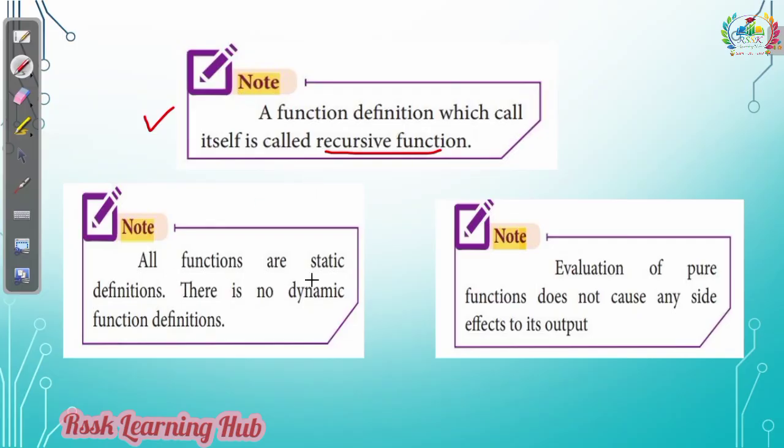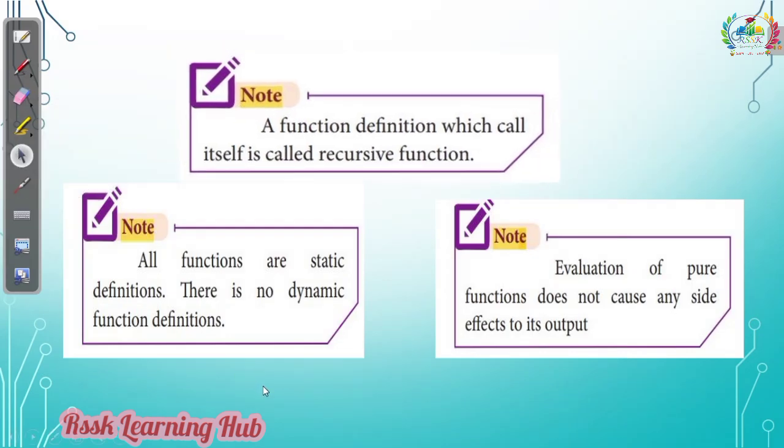Next, all functions are static functions. Static means what? The value won't get changed. Once you define it in the definition part only, it is a static definition. There is no dynamic definition. Now consider note 3. Evaluation of a pure function does not cause any side effect to its output. But an impure function causes a side effect, right? So these 3 important notes, you have to make note of.